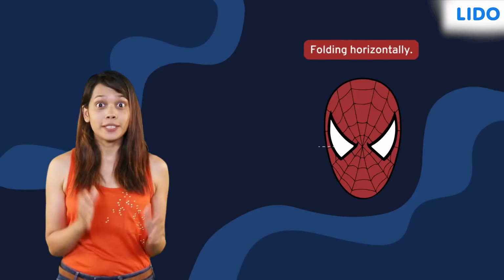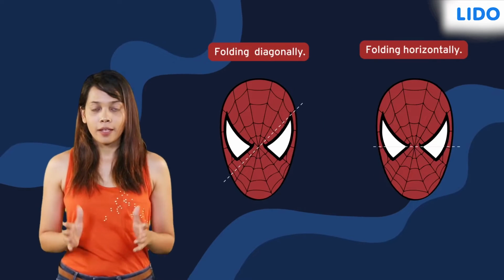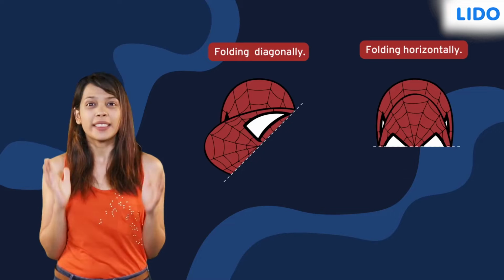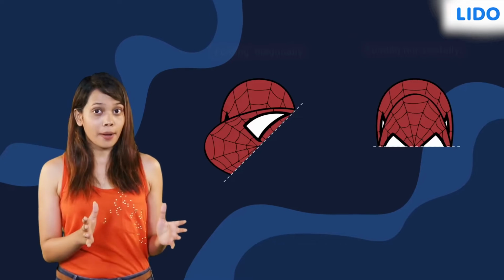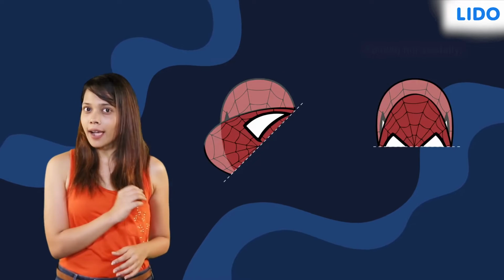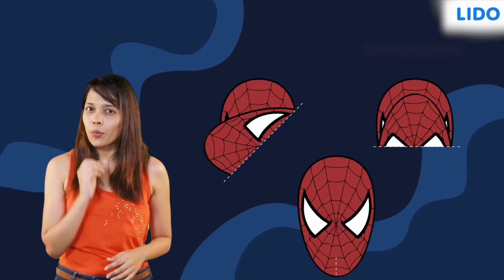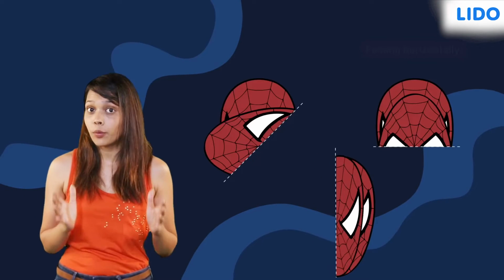Is there any other way in which you can fold this mask such that the two halves will overlap each other? Let's try to fold it horizontally and diagonally. Oh, in these ways, the two halves do not overlap with each other exactly. There is some part which does not coincide with the other half in each case. Thus, we conclude that this mask has one line of symmetry which runs vertically. Let's try to explore some more figures and understand their lines of symmetry, shall we?